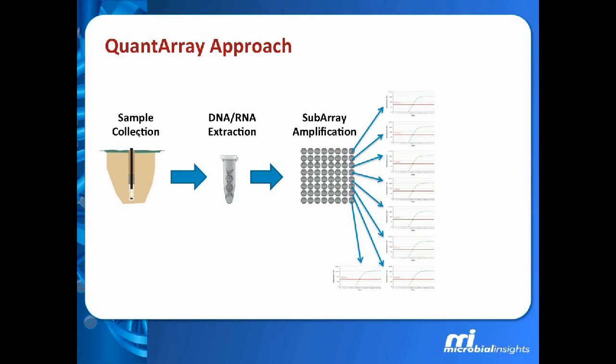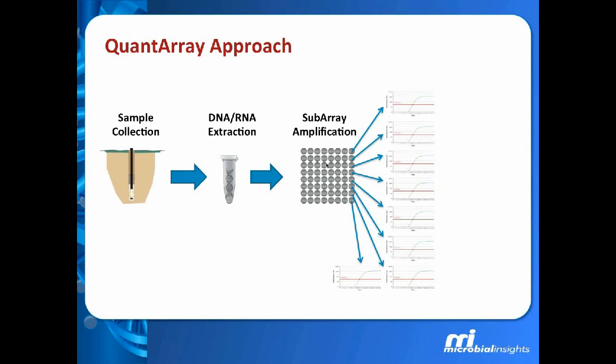So what you see here is an example of the subarray. This would be one sample that would be added here, and each circle that you see there is a through hole that contains the necessary components for a qPCR reaction. The through holes have hydrophobic and hydrophilic components that allow that reaction to happen in that little through hole.